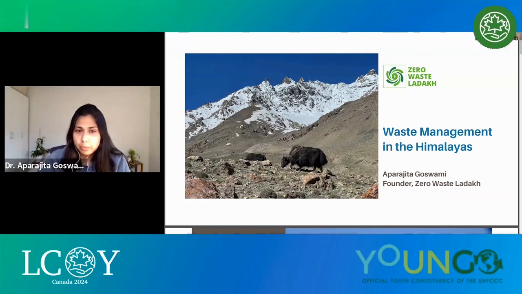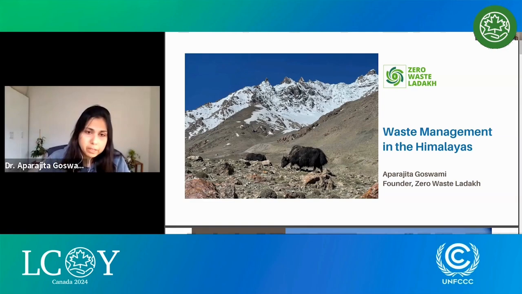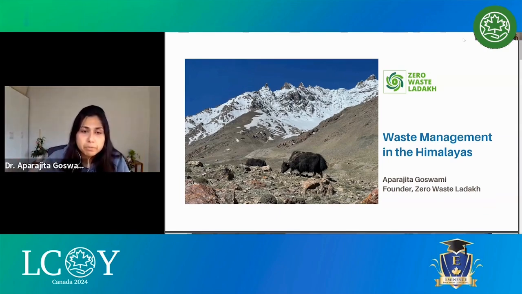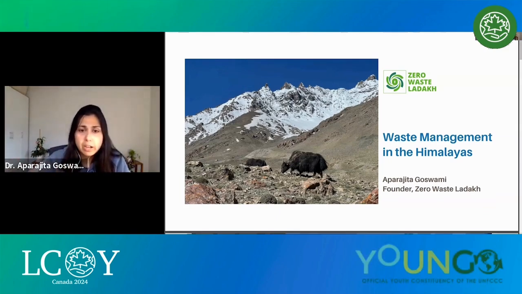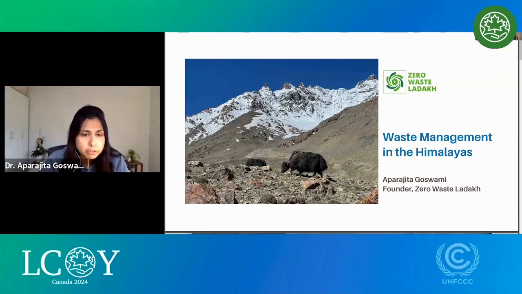To set the context, where do we work? Himalayas is a huge area spanning several countries. So we are located in the Indian part of the Himalayas, bordering China on the east and Pakistan on the northwest. As you can tell, perhaps from this picture, it's a remote location. And what is special about this place is that it is a high altitude region located at an average altitude of 3,500 meters above sea level, which makes it one of the highest inhabited regions in the world.